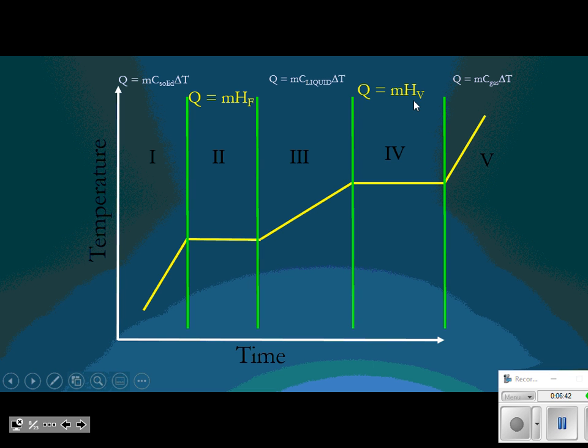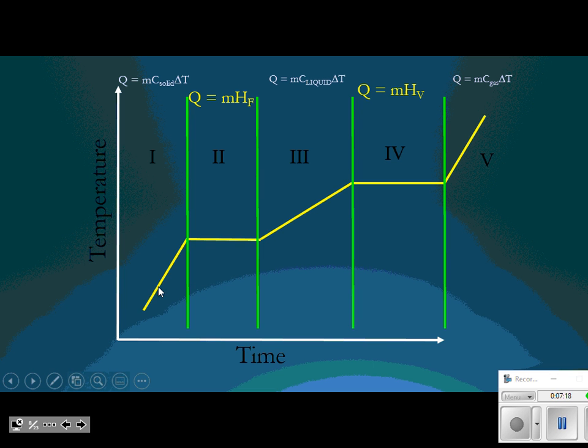So that's where we use the heat of vaporization and the heat of fusion when we have those different changes in states. Now, if we look here in quadrant 1, I'm increasing my temperature till I get to 0. Quadrant 3, I'm increasing my temperature till I get to 100. Quadrant 5, I'm increasing my temperature there. So we do have changes in temperature in 1, 3, and 5. So that's why we have the delta T.